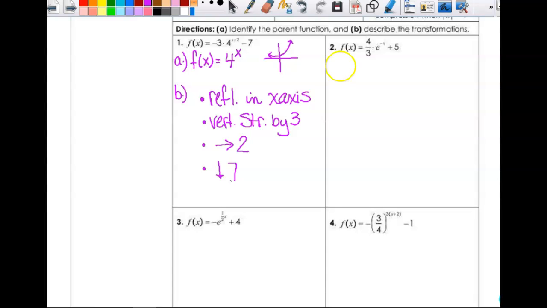All right, so let's look at number 2. We got f of x equals e to the x. e is greater than 1, so it's going to look something like that. How many transformations do you see?